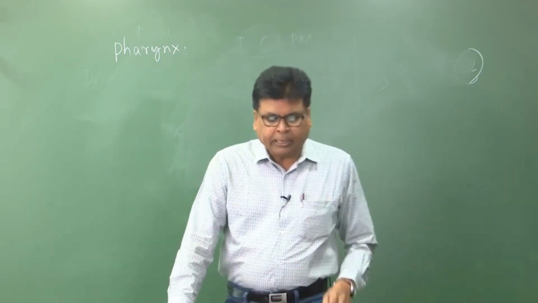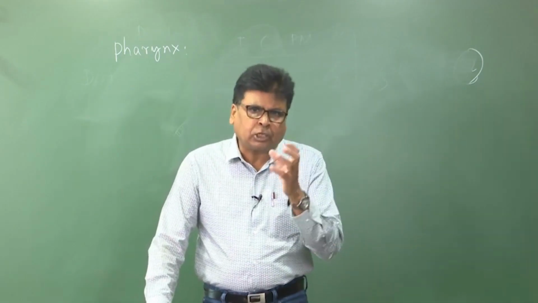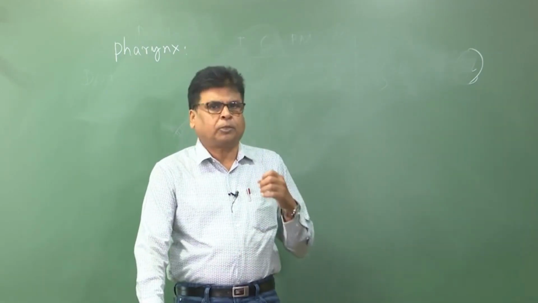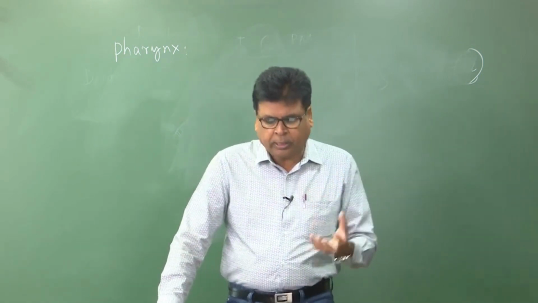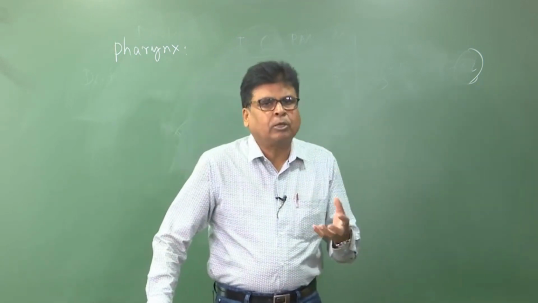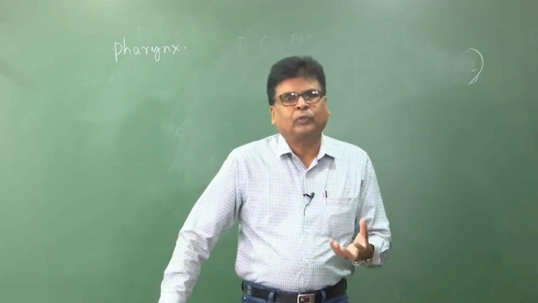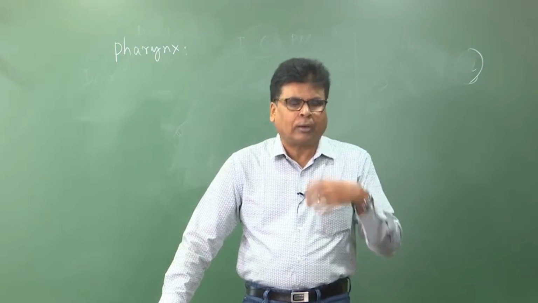And thirdly, as a part of the digestive system, it is used as a passage for food from the buccal cavity to the oesophagus, and its muscles initiate swallowing. That means just after the pharynx, there is the next part, that is called the oesophagus, and the pharynx has some muscles. They actually initiate the process of swallowing. So, if the pharynx is not there, then we cannot swallow the food material. Okay, so the pharynx also helps in swallowing the food material.